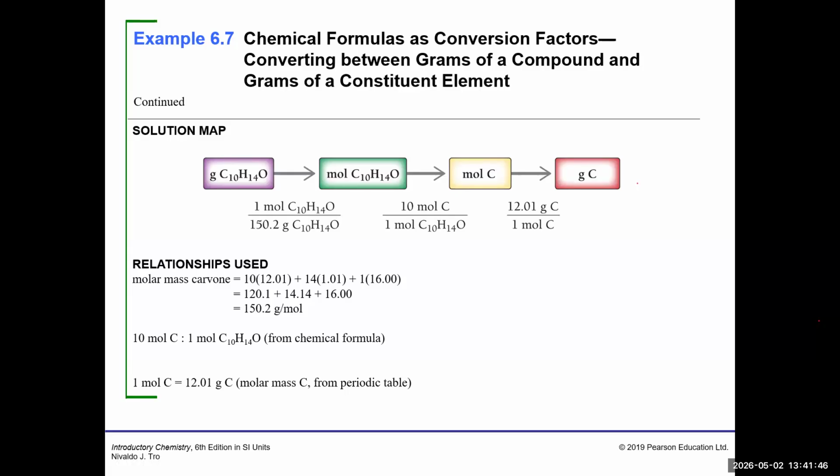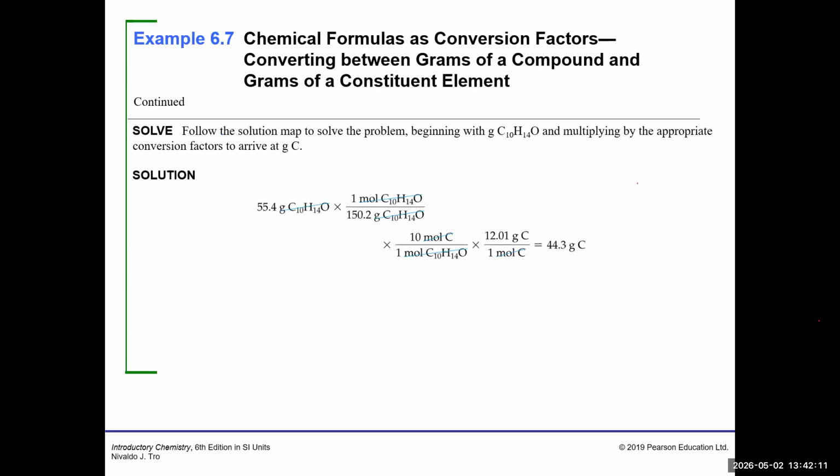And now when we look inside the formula, we see that we have 10 moles of carbon, right? Then 1 mole of carbon is 12.01 grams of carbon. Once we get all those conversion factors, the rest is just multiplication, starting from the beginning. And then we are good.